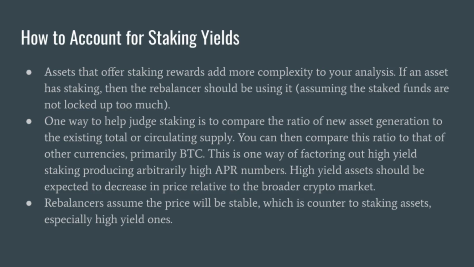This is a very rough model. Things get much more complicated when you're talking about pricing of assets, but it's meant to give a better APR estimate for staking assets, since the high yield should be expected to drive down the price of the asset compared to the broader crypto market. Since rebalancers assume that the price will be stable, this is counter to the nature of staking assets. This means that the higher the APR from staking, the higher the impermanent loss.